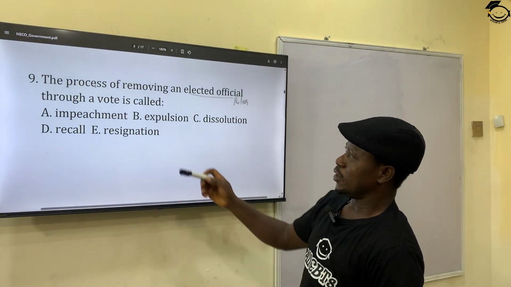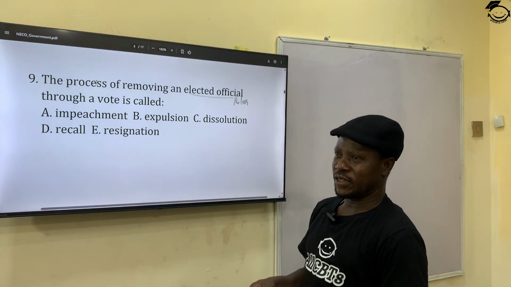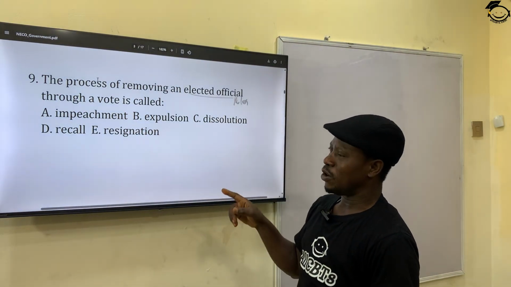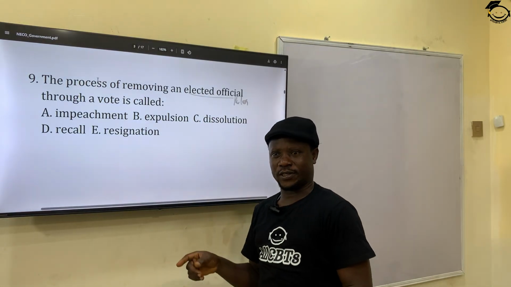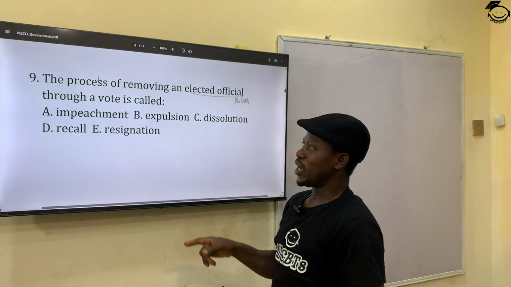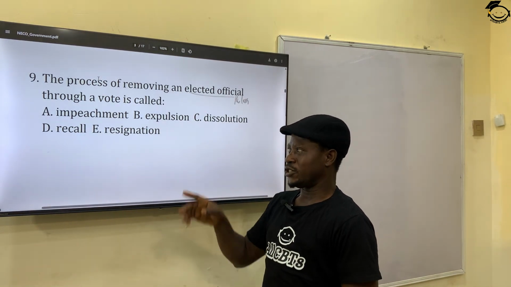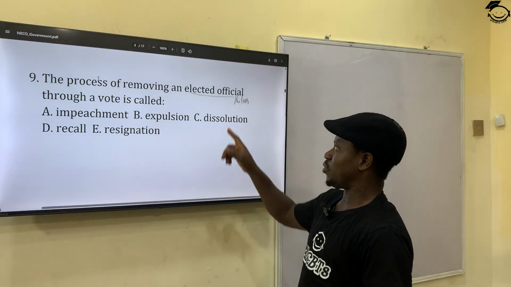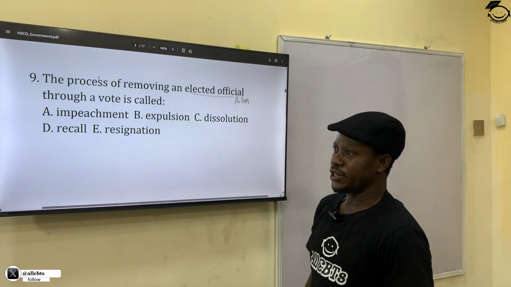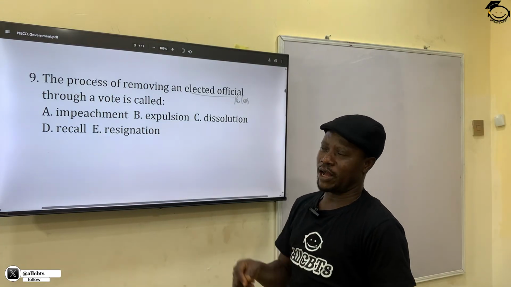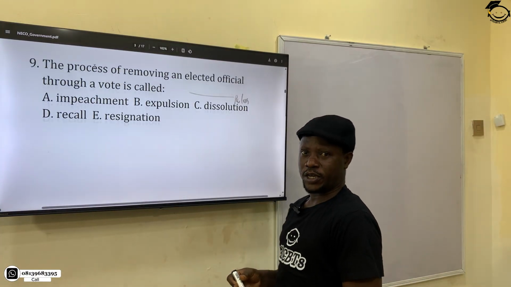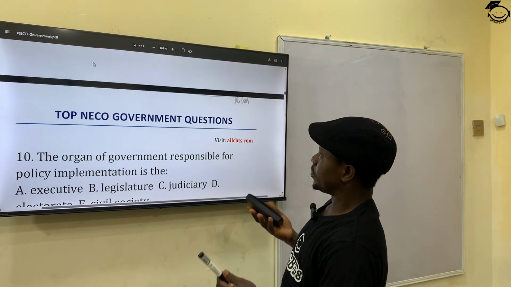Okay? Impeachment could also mean a removal, but impeachment is peculiar to only the office of the governor and the president, who can be impeached, if it's the governor by the House of Assembly, and if it's the president by the National Assembly. But in this case, we are talking about an elected official, particularly a recall of a member of either the lower house as of Representatives or upper house as of Senate. Okay? Let's look at the next question.